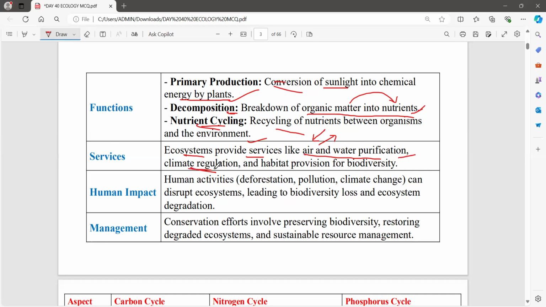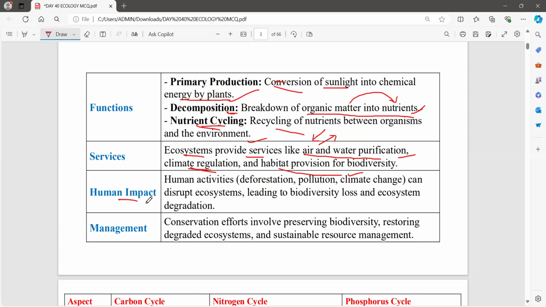And the climate regulation. We have climate regulation like the summer season and winter season, and habitat provision for biodiversity. We have a lot of organisms, a variety of organisms. Now, these are all the services provided by the ecosystem, and whatever organism is in the ecosystem, definitely they are destined to do a certain function. All the organisms have an ecological niche of their own. Okay, they have their own functional role in the ecosystem, right?